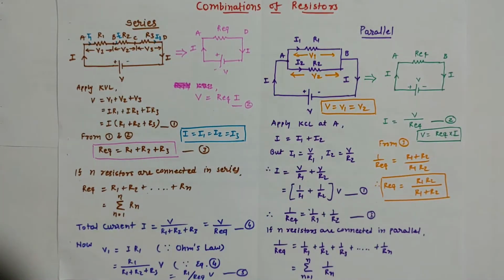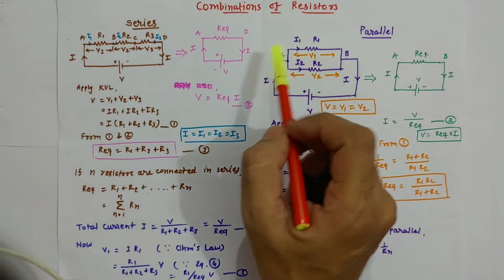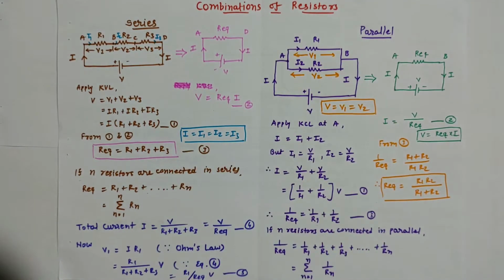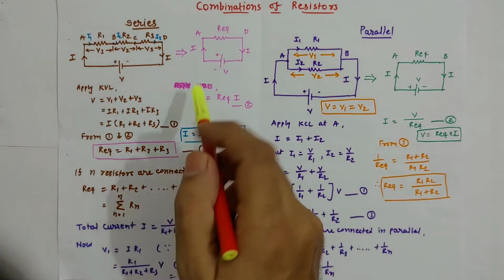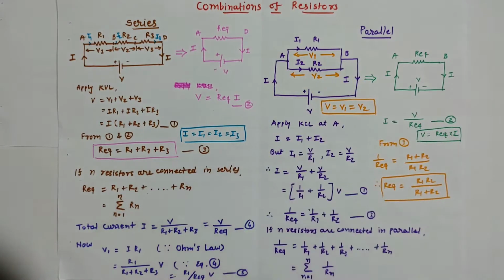Dear students, in this video we are going to study combinations of resistors. If you study different types of networks or circuits, you will find that resistors are used in combinations. There is not a single resistor in a circuit. So they basically form two types of connections, a series connection and a parallel connection.